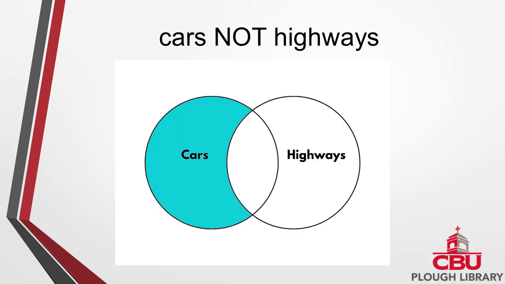This Venn diagram illustrates how the cars circle and the highways circle overlap. The content covered using the not Boolean operator covers the materials in the area that only cars touches, not where cars and highways overlap, and not where there's material only about highways.